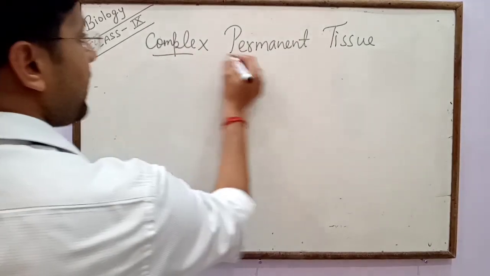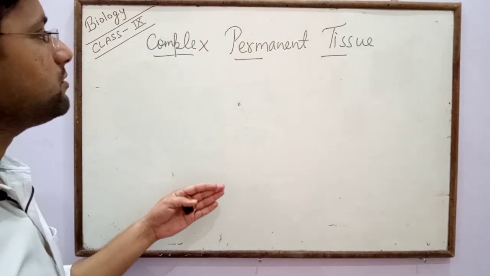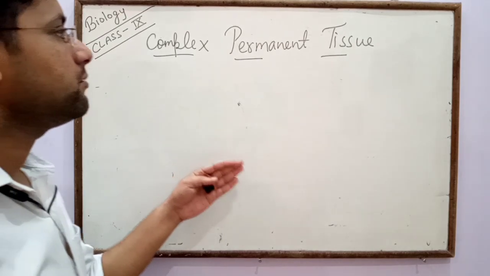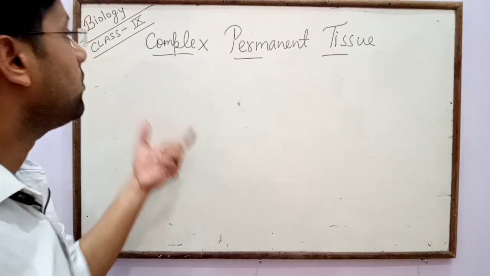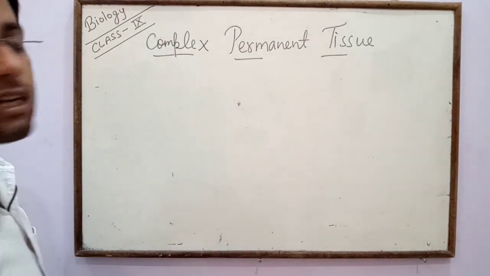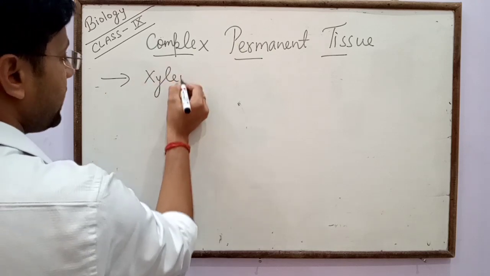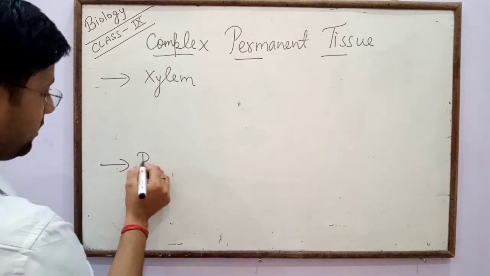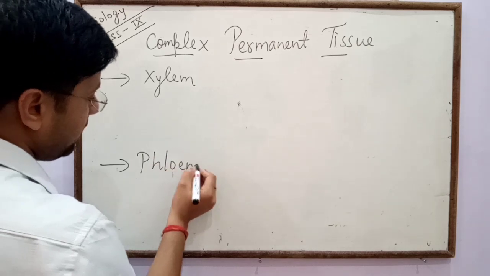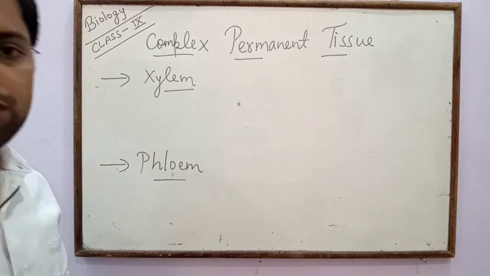Now about complex permanent tissue. Complex permanent tissue is made up of more than one type of cell, meaning all the cells are not similar in structure. In complex permanent tissue, there are two types, that is xylem and phloem. Xylem and phloem are both types of complex permanent tissue.